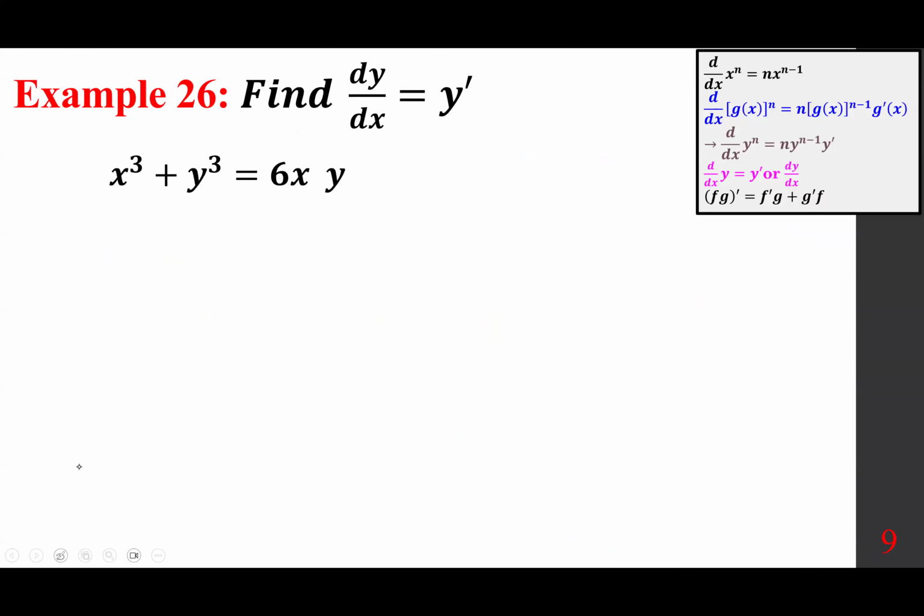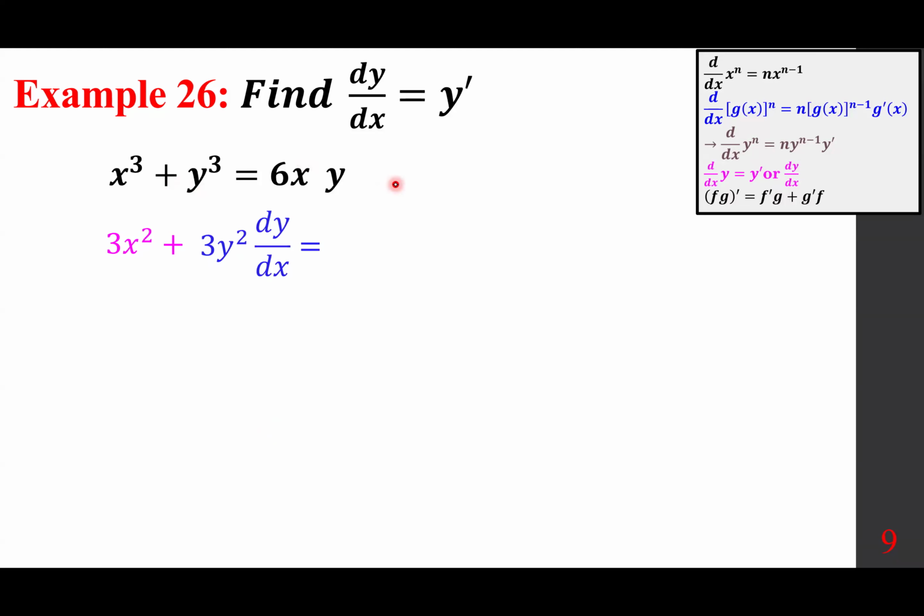This is an example where you definitely don't want to solve for y. We want to find dy dx or y prime. Obviously, x cubed plus y cubed equals 6xy. We're going to start with x cubed and write 3x squared. Y cubed, as I mentioned, just follow the fact that y to the power of n gives you n y to the power of n minus 1 y prime. So 3y squared y prime or dy dx.